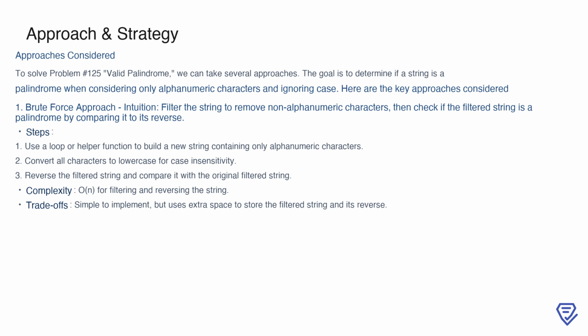To solve the problem of determining whether a string is a valid palindrome, we can consider several approaches. The first is the brute force method. Here, the idea is to filter the string by removing all non-alphanumeric characters and converting everything to lowercase for consistency. Once the filtered string is prepared, we check if it's a palindrome by comparing it to its reversed version. This approach is straightforward, as it uses basic string manipulation techniques and is easy to implement. However, it does require additional memory to store the filtered string and its reverse. While the time complexity is O(n), because we process the string once for filtering and once for reversing, the trade-off is in the extra space usage, which may become significant for larger strings.